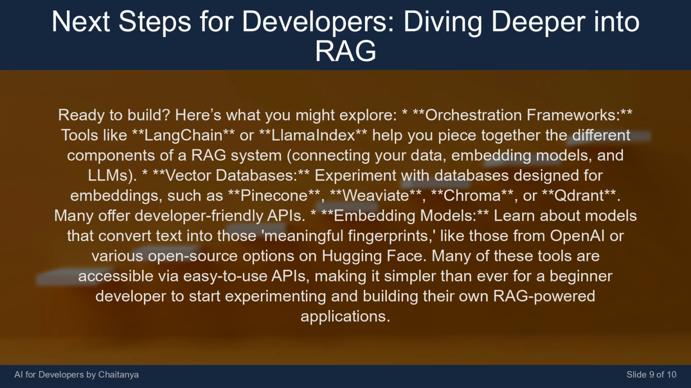Many offer developer-friendly APIs. Embedding models. Learn about models that convert text into those meaningful fingerprints, like those from OpenAI or various open-source options on Hugging Face. Many of these tools are accessible via easy-to-use APIs, making it simpler than ever for a beginner developer to start experimenting and building their own RAG-powered applications.